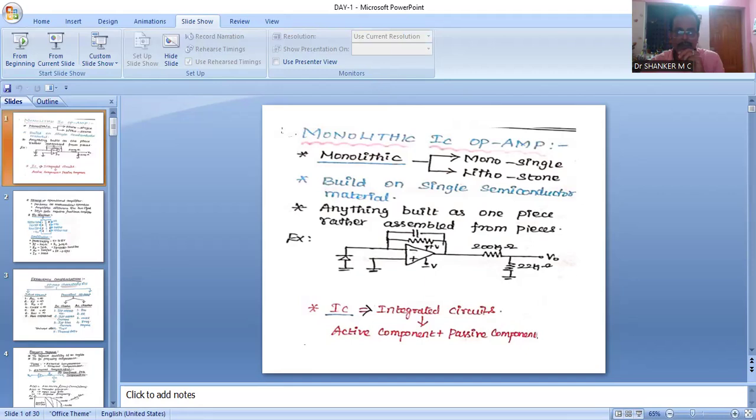So this is the internal diagram of an operational amplifier. Here the IC manufacturing process has two types: one is monolithic IC, another one is hybrid IC. The monolithic IC is divided into two types: one is bipolar IC, another one is unipolar IC. Unipolar means it has been made by JFET and MOSFET.